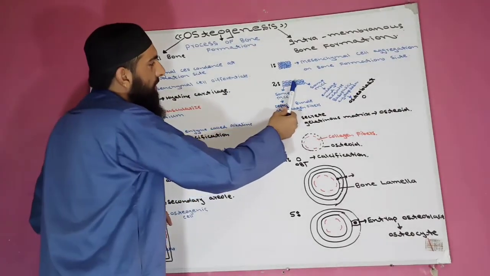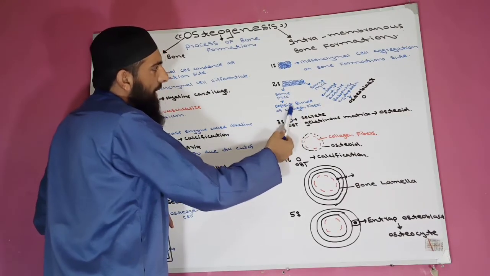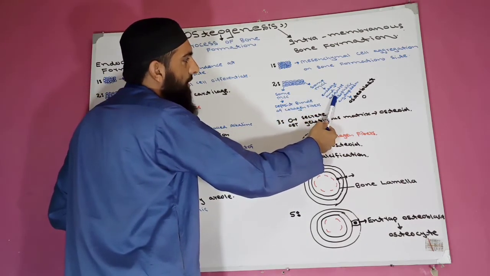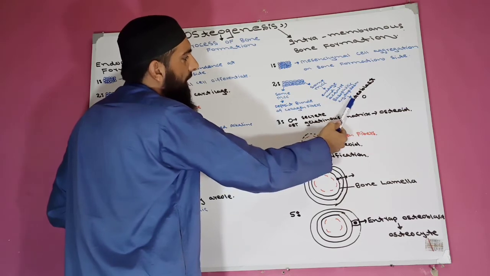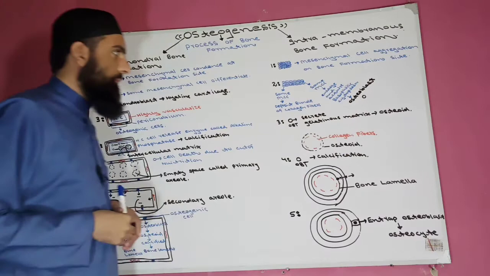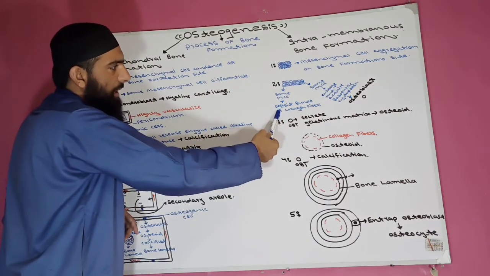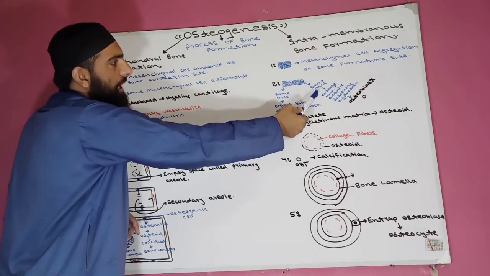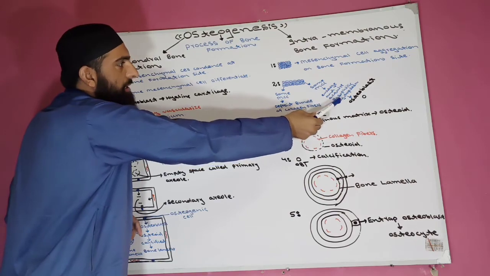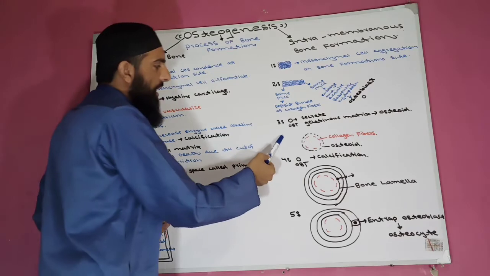In second step, some mesenchymal cells deposit bundles of collagen fiber, and some mesenchymal cells become enlarged and their cytoplasm becomes basophilic, and as a result there will be osteoblast formation. Now come to the third step.